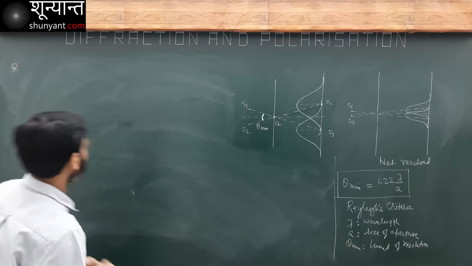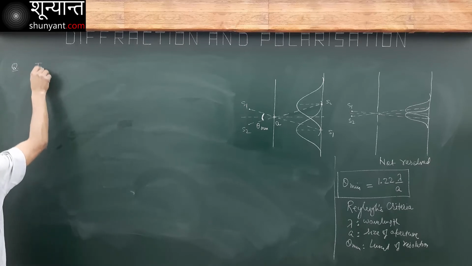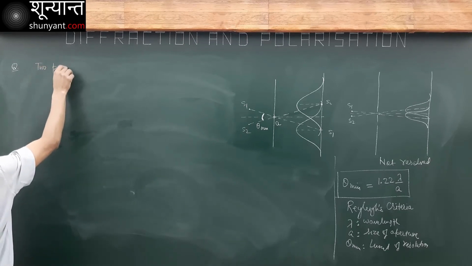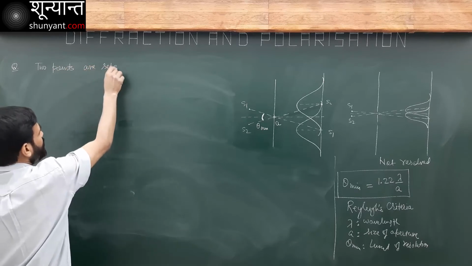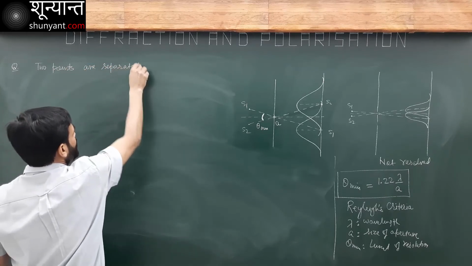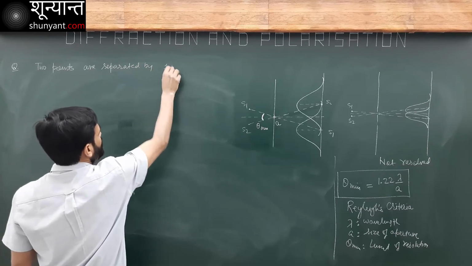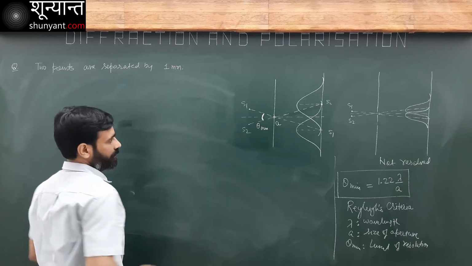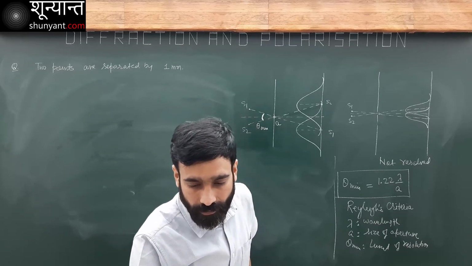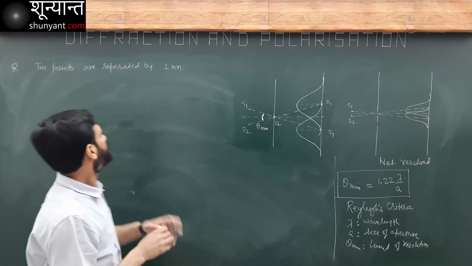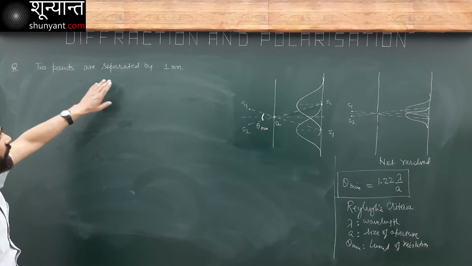It's like this. Two points are separated by 1 millimeter. I hope that you are able to see all of this clearly. Two points are separated by 1 millimeter.